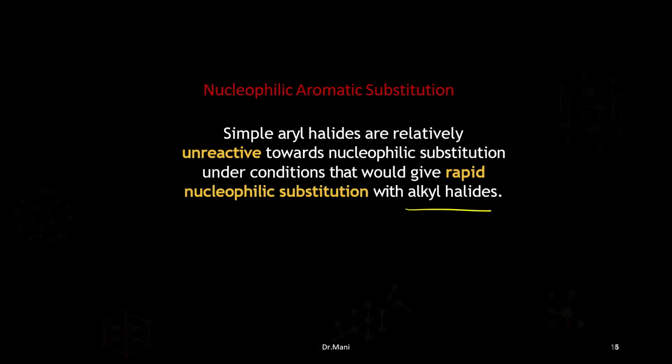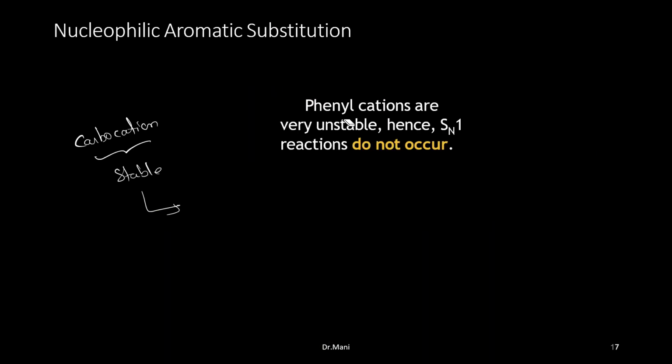So that's why you saw this. Whatever conditions you use for alkyl halides are not at all favorable for aromatic compounds, for aryl halides. Understood? So phenyl cations are very unstable. Whatever carbocation is formed is so unstable that the reaction will not happen.